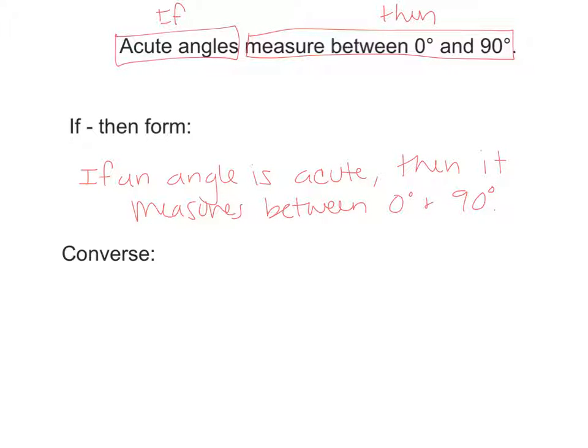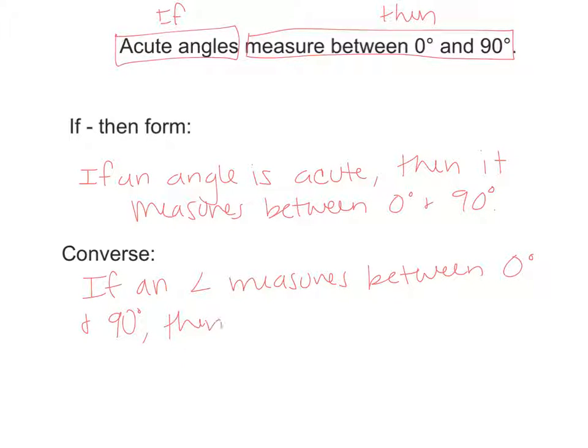The converse means switch. You switch your if and then your then. So now instead of if an angle is acute, if an angle measures between 0 and 90 degrees, then it is acute. So that's the if and the then, and that's the converse.